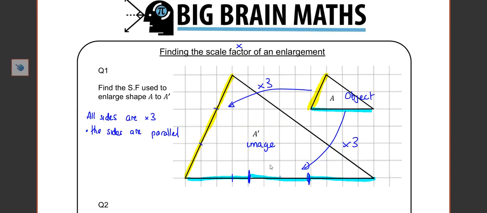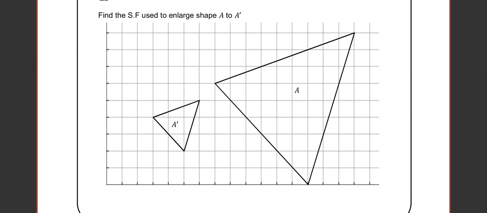Have a go at the second one yourself. Okay. So we've got the second one. I think most of you noticed that this is the object and this is the image. Therefore you notice that it actually gets smaller. So I pick a side. Let's pick this side and compare it to this side, and decide what's happened.